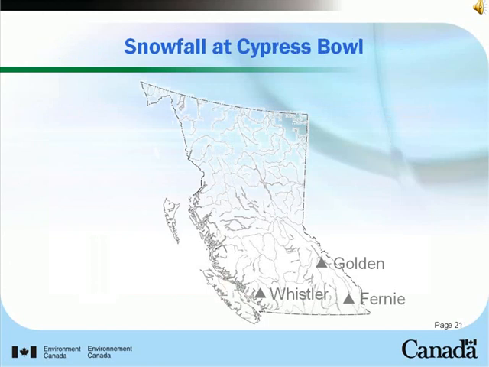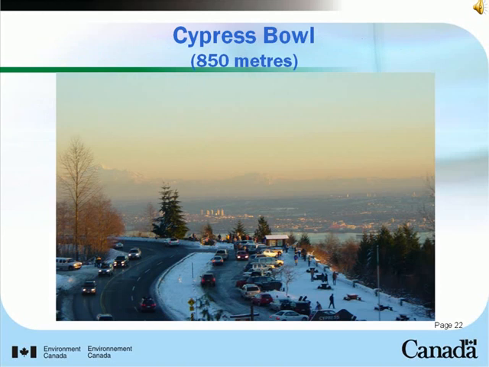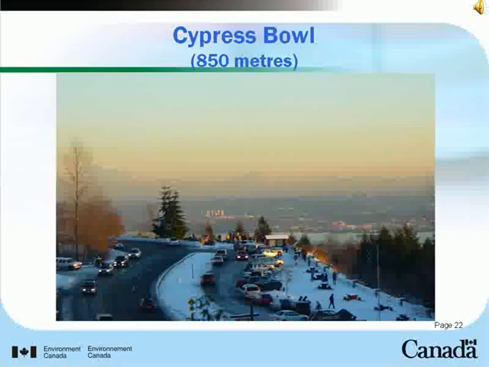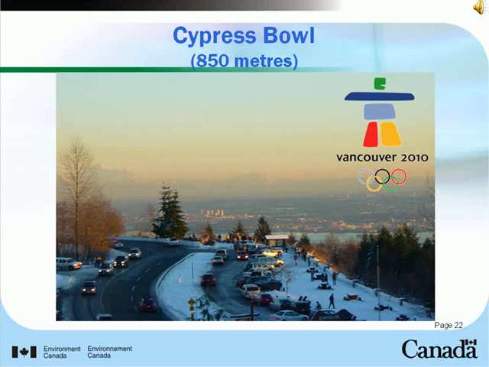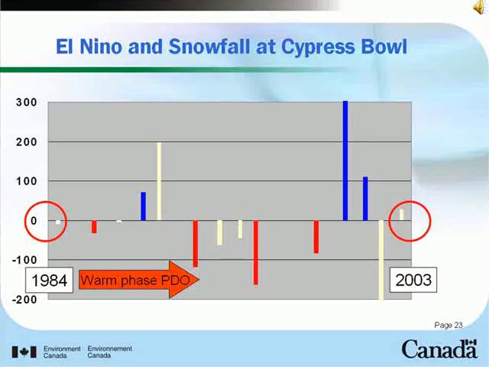The Cypress Bowl Climate Station may provide some clues about the impact of El Nino on the snowpack at lower elevations in the Coast Range. Cypress Bowl, a ski resort within a half hour of downtown Vancouver, is also a venue for the 2010 Olympics. The climate station at Cypress Bowl is located at about 850 meters elevation. During the brief period of record at Cypress Bowl, El Nino snowfalls are consistently below normal. This result is what you'd expect, since El Nino winters are warmer than normal, and since total precipitation seems to depend strongly on the position and strength of the Aleutian low.